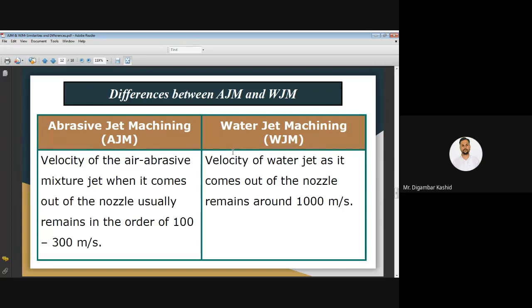Then what is the velocity of the jet when it comes out of the nozzle? Usually the abrasive air jet velocity is in the order of 100 to 300 meters per second. And the velocity of the water jet as it comes out of the nozzle remains around 900 to 1000 meters per second.